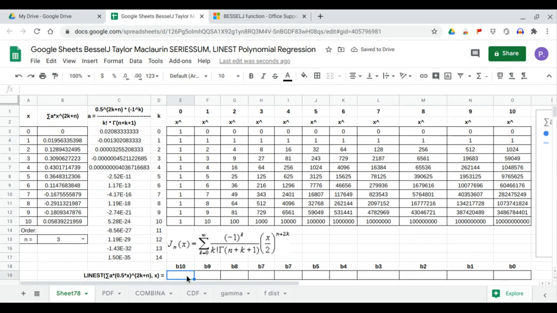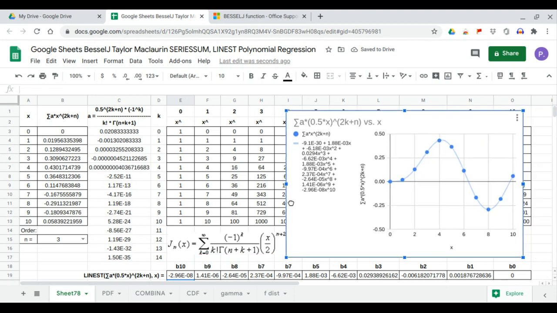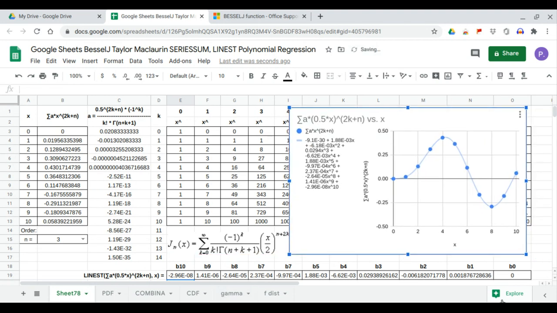Now we can enter the LINEST function. So LINEST of data y and data x. Now we can compare the coefficients generated by LINEST, starting with B0. It's negative 9.1 times 10 to the minus 3. That's very small. And we have 1.88 times 10 to the minus 3, which is a match. And negative 6.18 times 10 to the minus 3, also a match. 0.0294 times 10 to the minus 3.